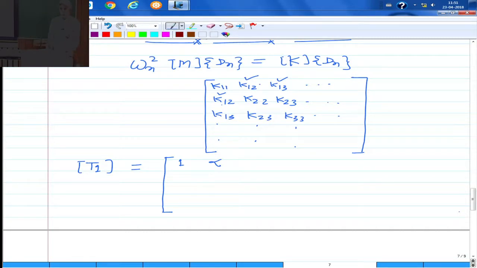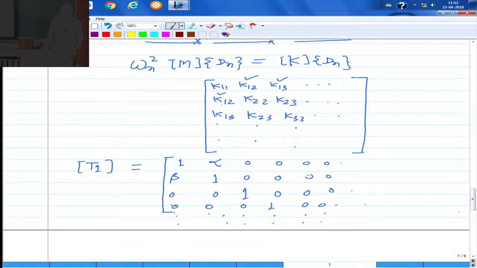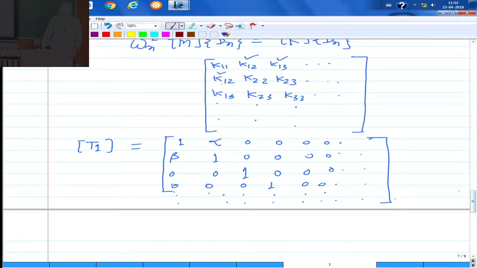it is involving first row second column or second row first column. So I will have some beta here, rest of them unity, and all other terms are like 0 here. So you will have 0 0 here, then this is 0, diagonal elements are unity, and like that. So let me write one more here, 0 1 0 0. So you construct a transformation matrix like this. The size of this is going to be n by n.